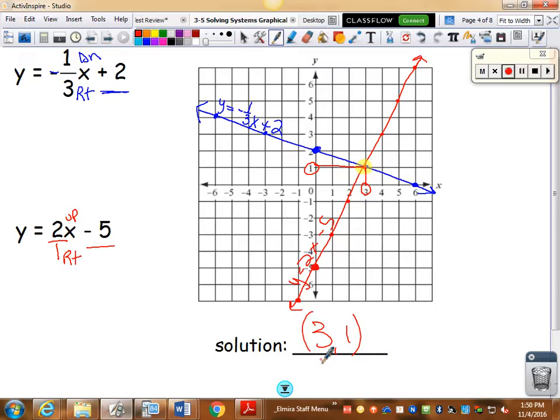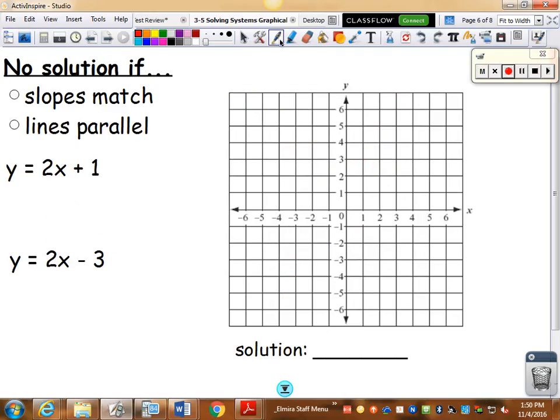Okay, now there's a special situation that's going to come up where you'll get no solution. So check this out. Let's graph the first one. Starting at 1, the slope is 2 over 1, so up 2, 1 to the right, up 2, 1 to the right, up 2, 1 to the right. Down 2, 1 to the left, following that pattern. And label.